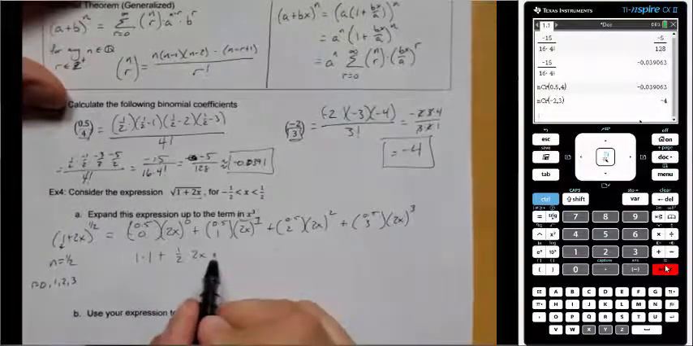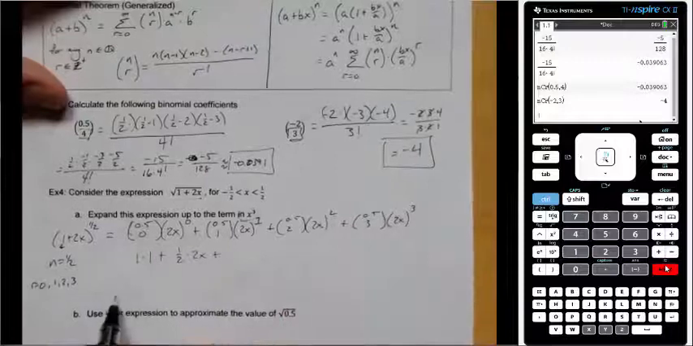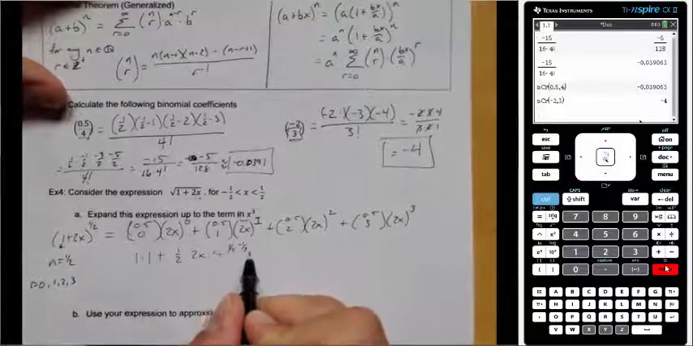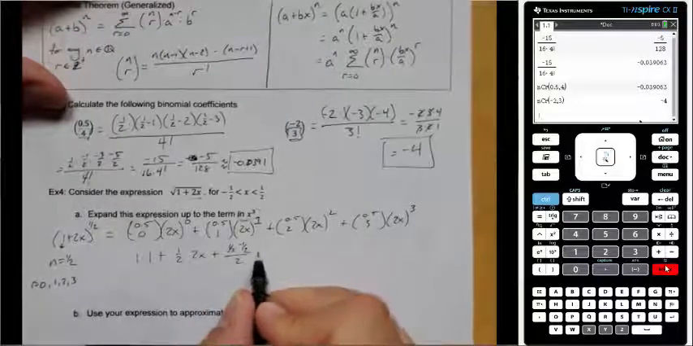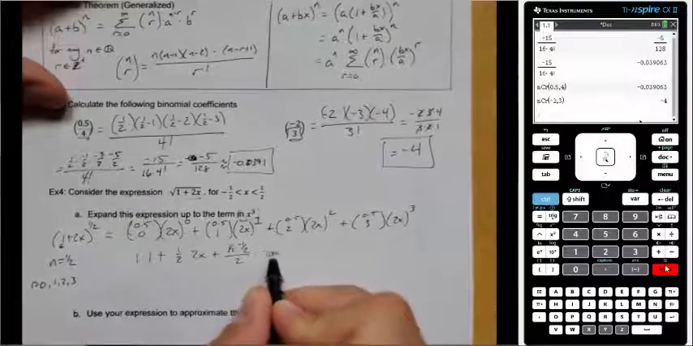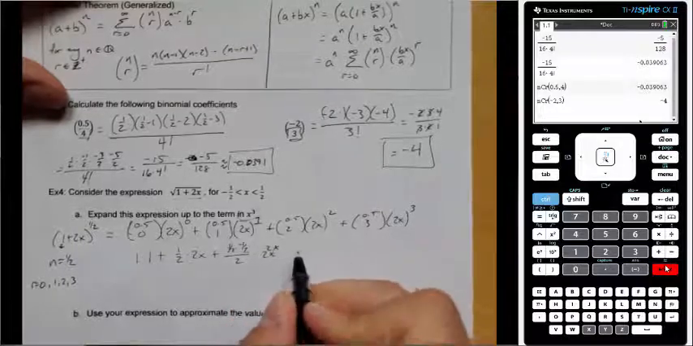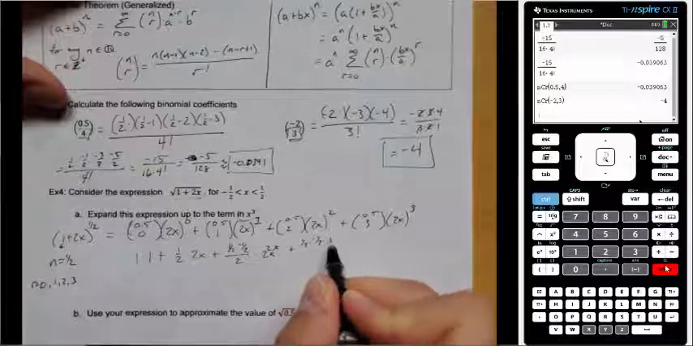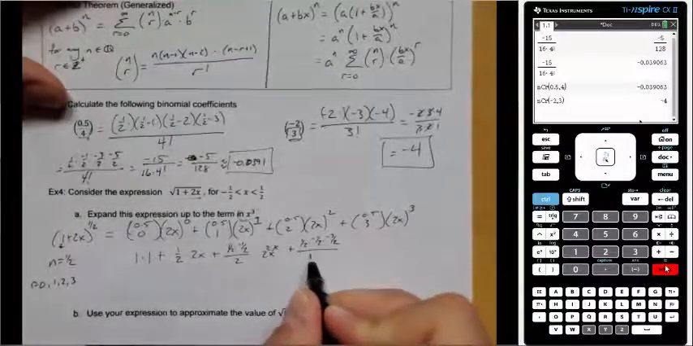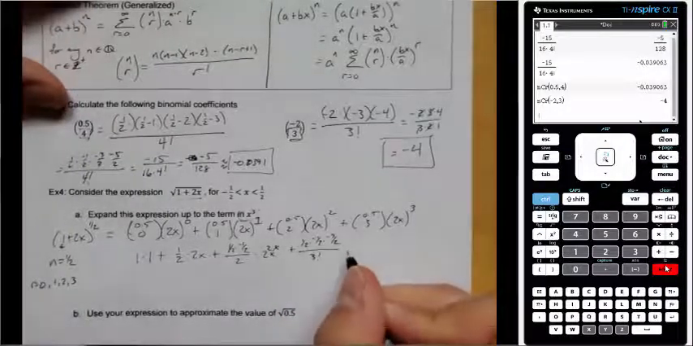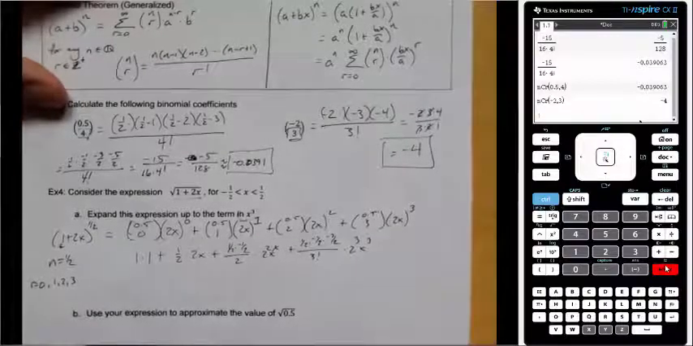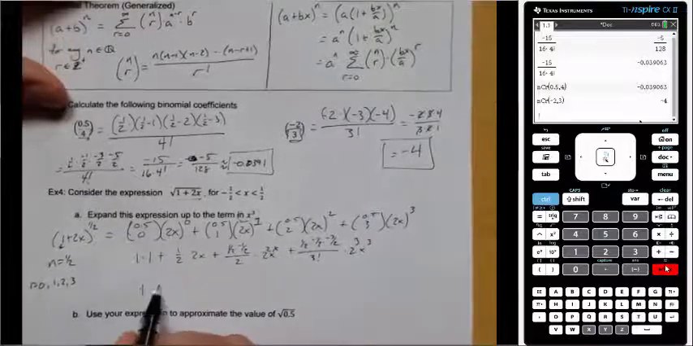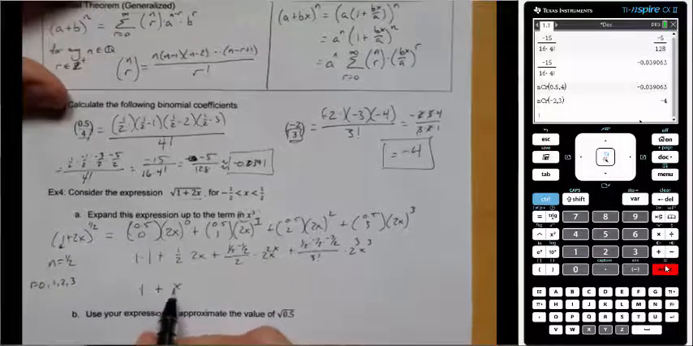Half choose 2 should be 1/2 times negative 1/2 over 2 times 2 squared x squared. Half choose 3 is 1/2 times minus 1/2 times minus 3/2 over 3 factorial times 2 cubed x cubed. Multiply this out, you get 1 plus half times 2 is 1x.